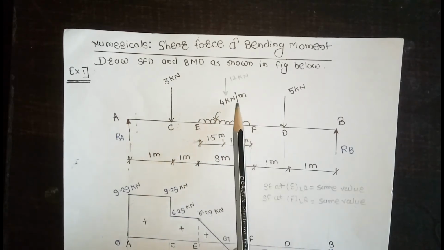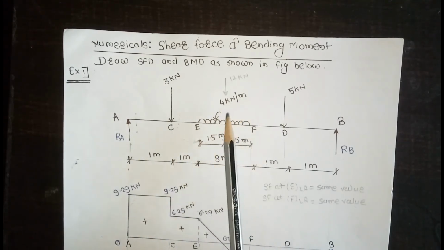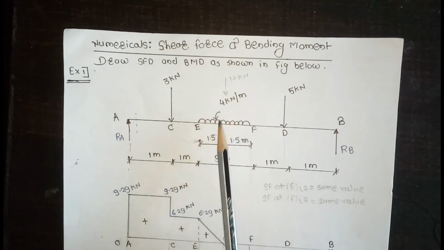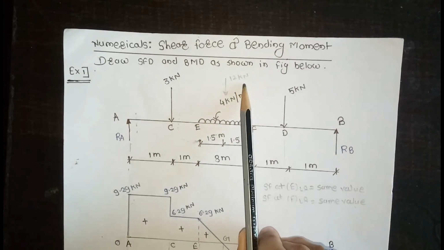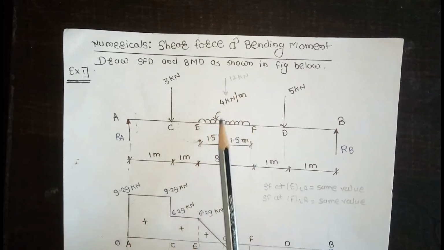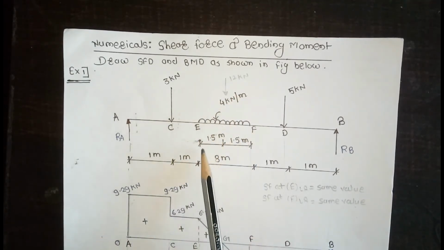How to convert the UDL to an equivalent point load? It means force into distance. Then 4 into 3 is 12 kN, which is located at the midpoint of the span, half the distance: 1.5 meters and 1.5 meters.